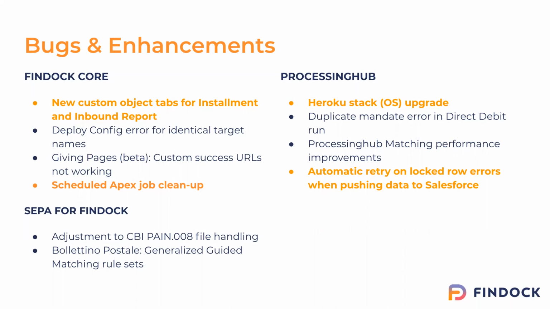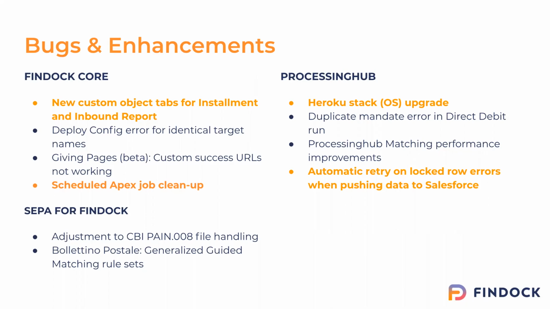On the processing hub side, there are also 2 changes I'd like to highlight. The first one: Processing Hub is an app that runs on a Heroku stack, and Heroku provides Linux stacks for us to operate on. We have upgraded from stack 16 to stack 20. We have been running and testing on that already for quite a while, but please be aware that all your Processing Hub operations have been moved to Heroku stack 20, which is a new Linux version and distribution. So just so you're aware.